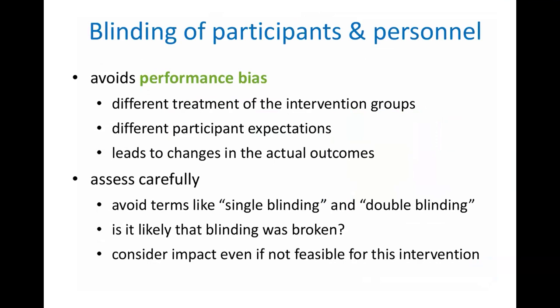So to avoid performance bias: different treatment in the intervention groups, where they may treat the groups differently, and different participant expectations, which lead to changes in the actual outcome. Assess carefully, and avoid terms like single blinding or double blinding. If a study says it is single blind, double blind, or triple blind, don't believe that. Writing that the study is blinded does not mean that the study is blinded. You have to assess carefully who was blinded and whether the blinding was adequate. In one of the RCTs, I found that the same person did the randomization, the allocation concealment, and the blinding, and that got published in PubMed indexed journals. So you have to be very careful in assessing risk of bias. Next slide.